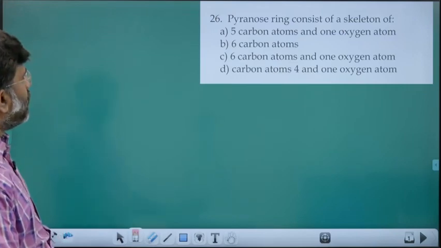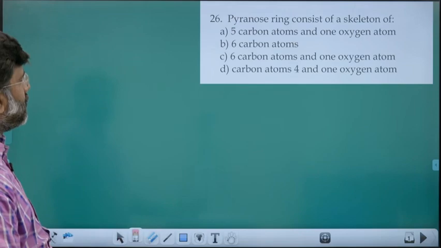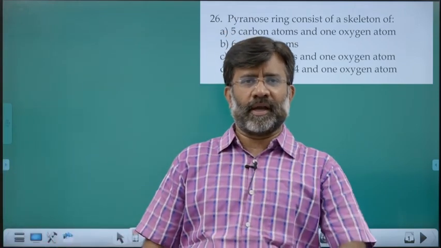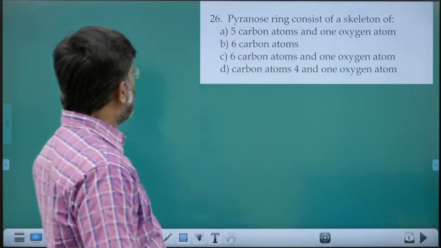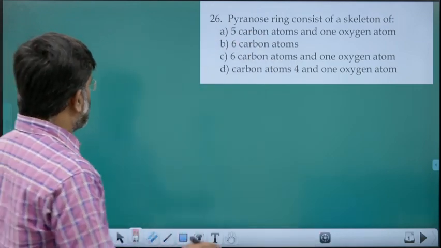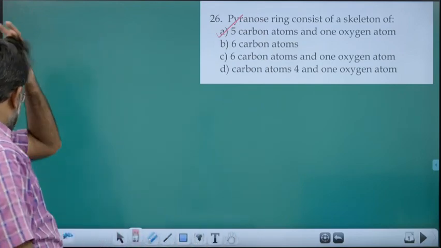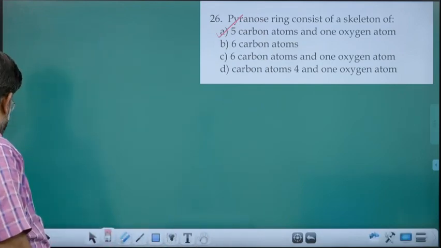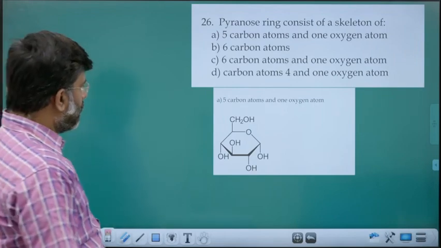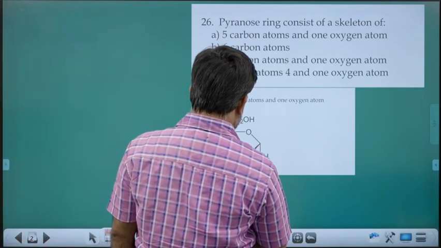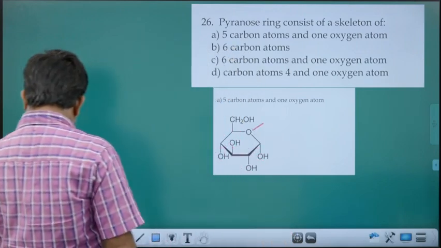Next question. Pyranose ring consists of a skeleton of what? Pyranose is a 6-membered ring. There are 5 carbon atoms and 1 oxygen atom. Option A is the correct answer. See, carbon 1, 2, 3, 4, 5, the optically active carbons, and 1 oxygen. Option A. Next one.